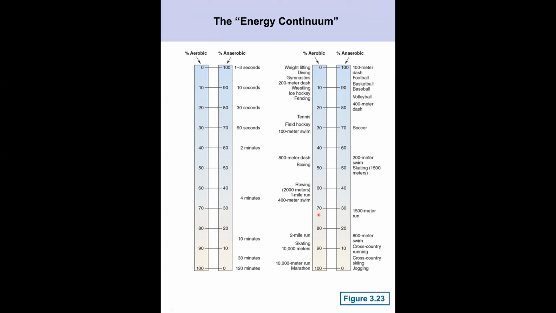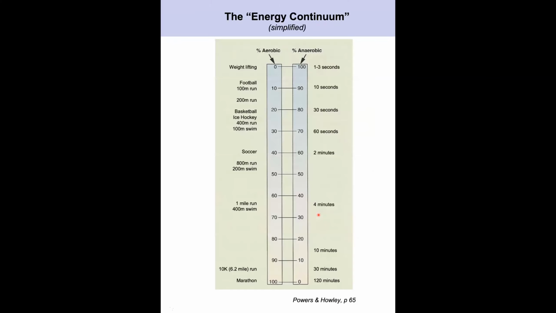So a couple other things to look at on here in regard to the energy continuum and how this applies to movement. You'll see with it simplified over here, there's very specific sports that are maybe leaning more towards 100% of one type of energy source. But you'll see if you look at basketball, if you look at soccer, there's different percentages of the anaerobic to aerobic.